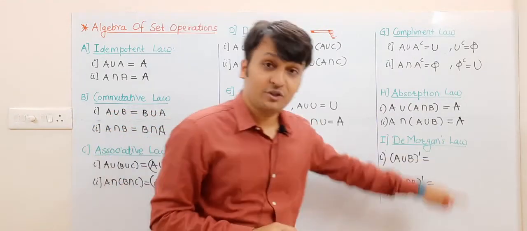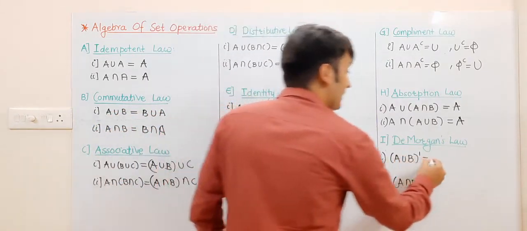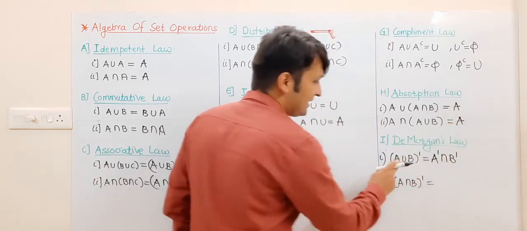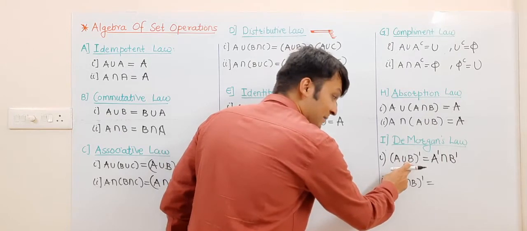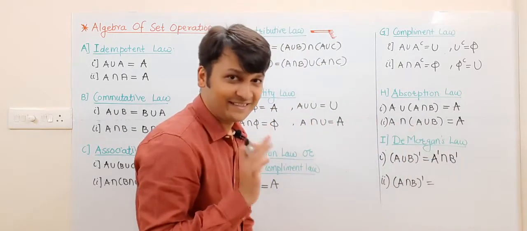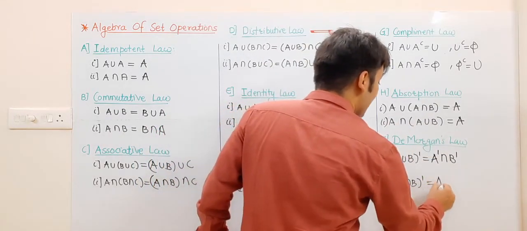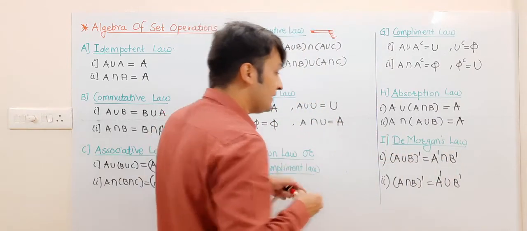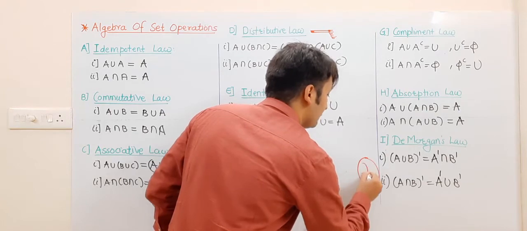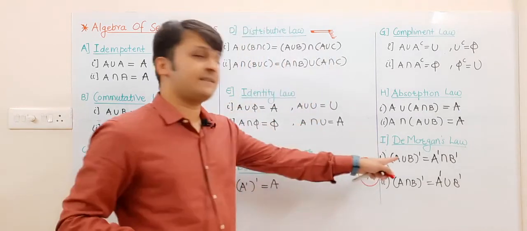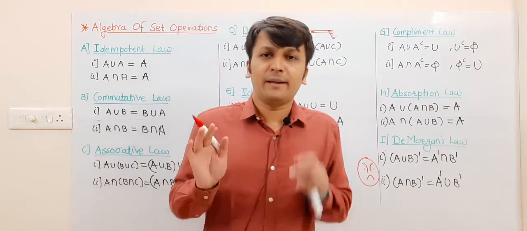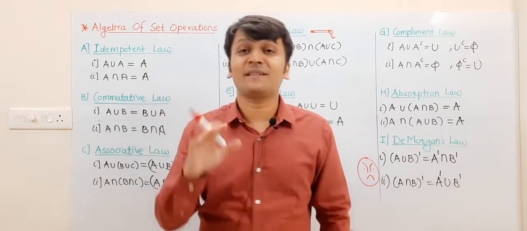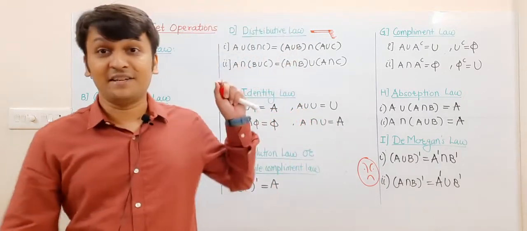De Morgan's law. What is A union B dash? A dash intersection B dash. Just change everything. A dash intersection B dash, you will be what? Intersection. Next, A intersection B dash is A dash union B dash, and again this is the most important law, correct? We need this everywhere. So these are all important laws. That means algebra of set operations. Clear? Yes, write this quickly.